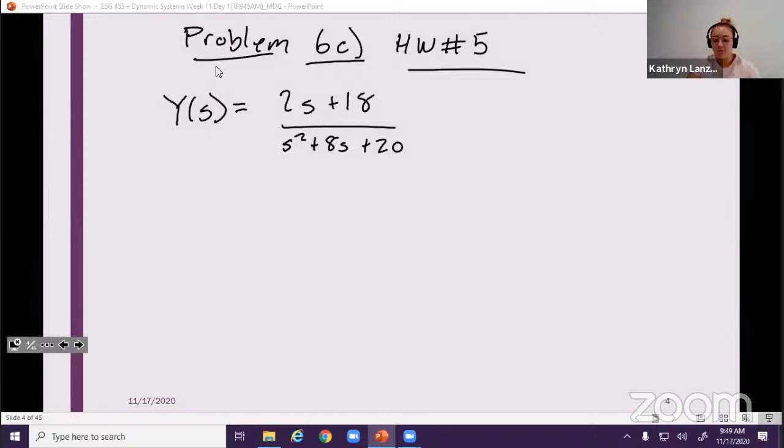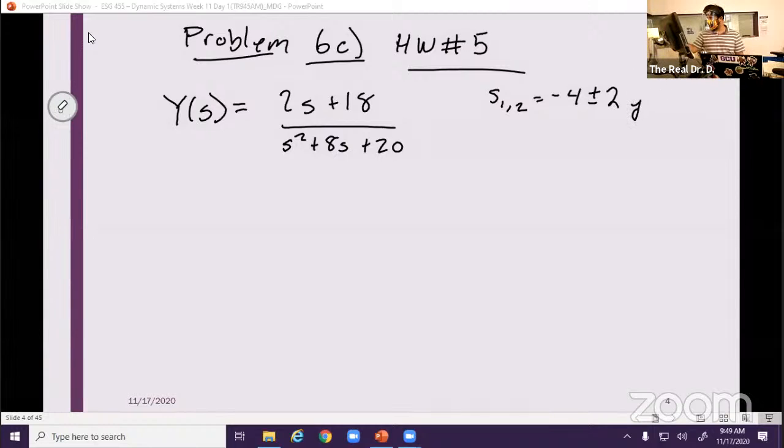Is it -4 plus or minus 3j? I don't know why I put a hat on that. There's no hat. It's just regular j. It's not a unit vector. So what kind of roots do we have? We've got a complex conjugate root set.